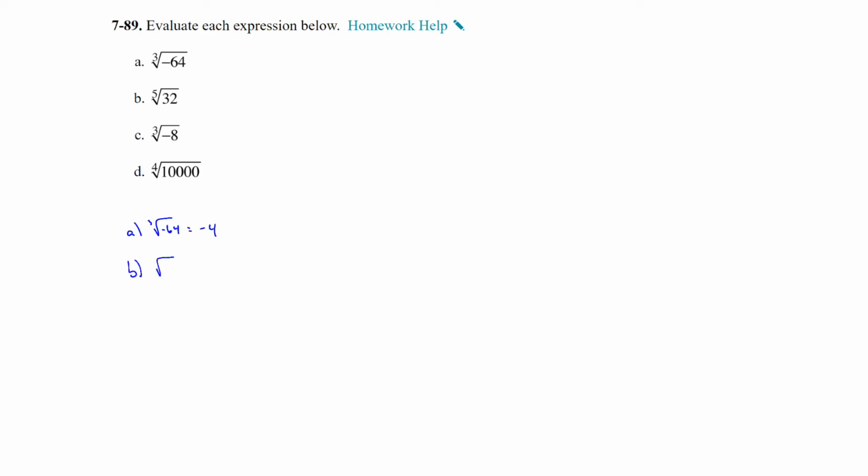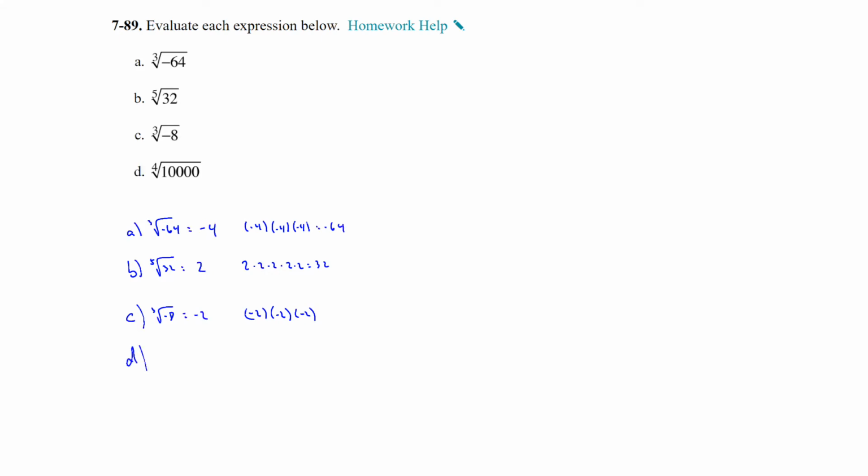On b, the fifth root of 32. What number times itself 5 times gives you 32? And that would be 2. Just to kind of show you what we're looking for here, and the same thing on the one above, negative 4 times itself 3 times should give you negative 64. C, you have the cube root of negative 8. So negative 2 times itself 3 times would give you negative 8.